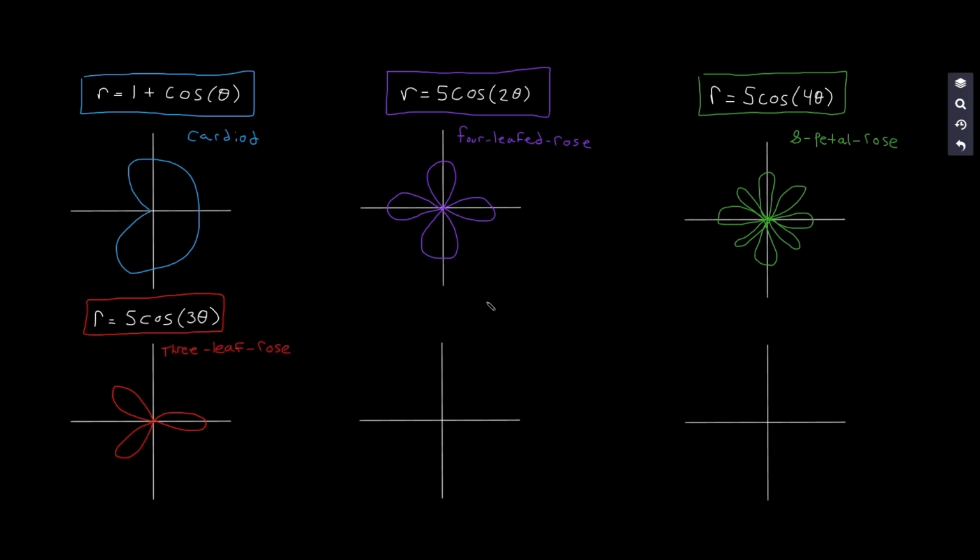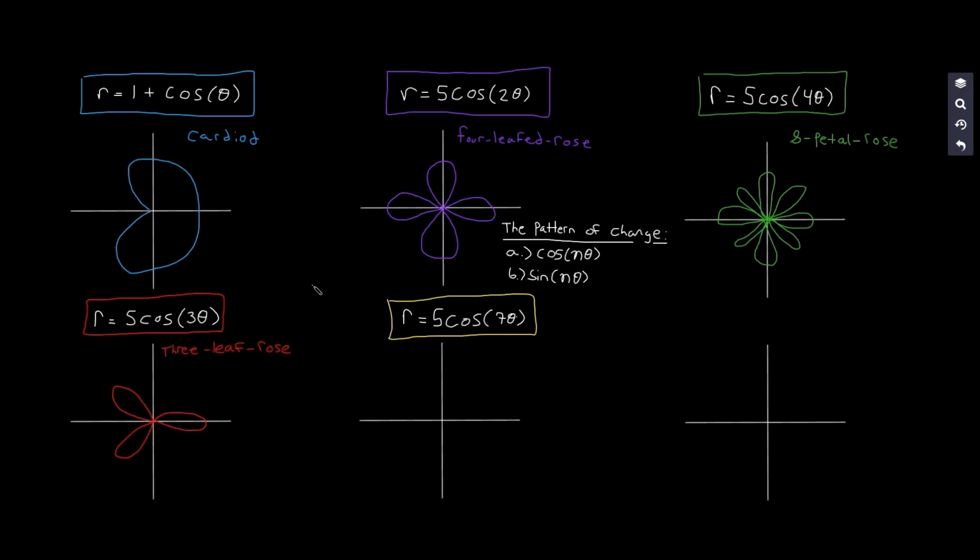One thing that we might want to take into account when it comes to the roses and the leaves or petals that they have is the pattern of change. Let's look at the pattern of change for cosine of n times theta and sine of n times theta. If n is even, you're always going to get twice the number of leaves, so you'll get 2n leaves. And if n is odd, then you get the same number of n leaves. So for an example, if we have r equals 5 times cosine of 7 theta, that's going to be a 7-leaf rose.